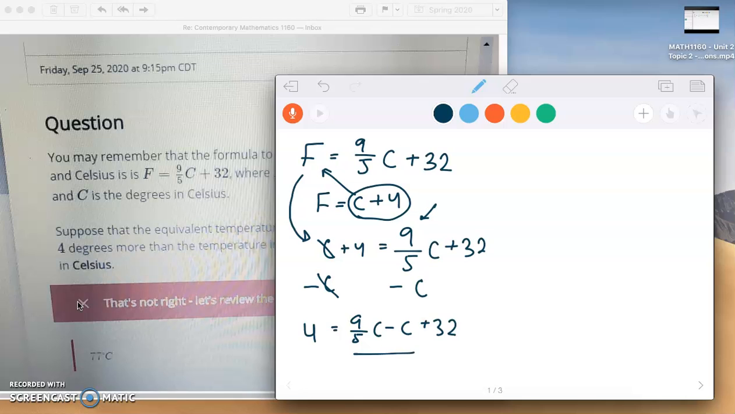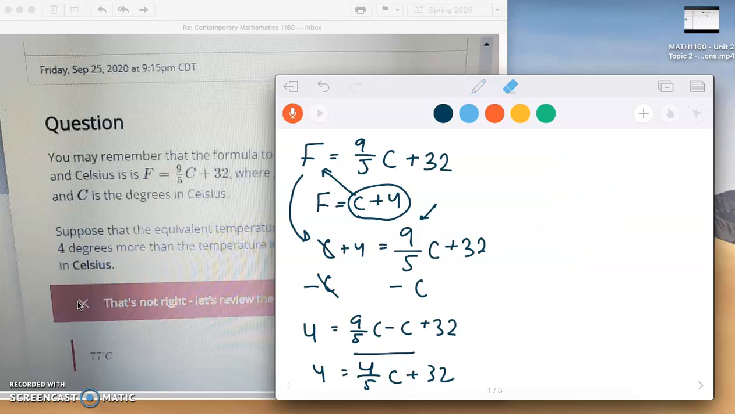So I need to combine these two terms, right? So 9/5 minus 1. Remember, if we just take this over on a little aside over here, 9/5 minus 1 is the same thing as 9/5 minus 5/5, right? Which equals 4/5. Okay, so we know now that we have 4 equals 4/5 C plus 32. All right, you're with me so far?